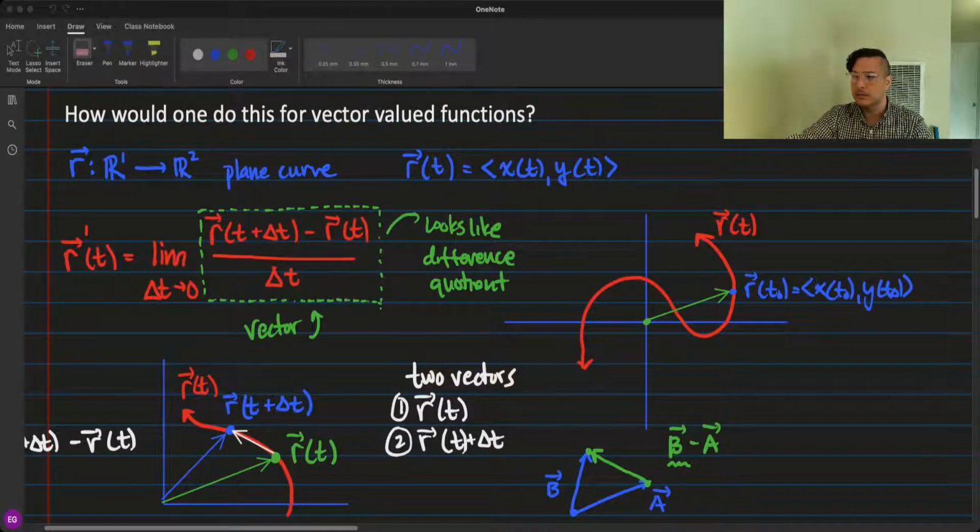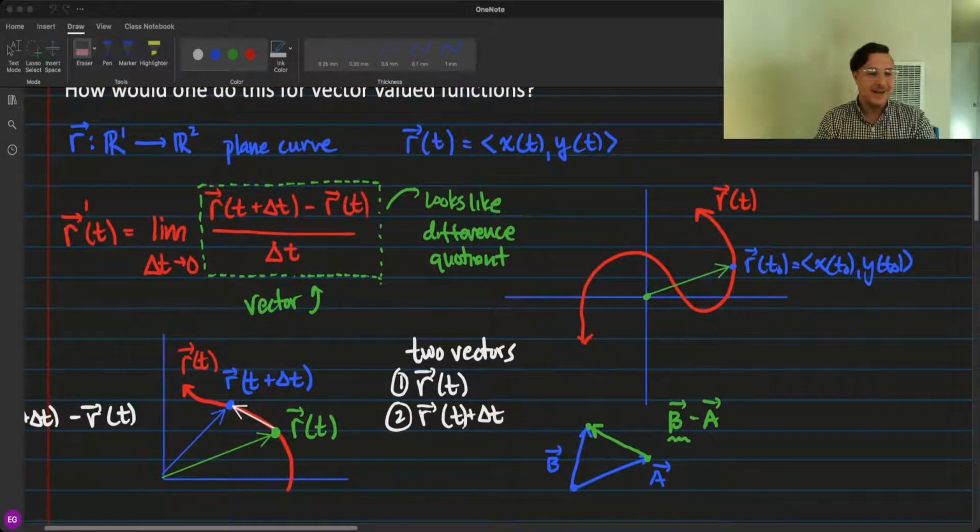So you calculate these two vectors. You have r of t plus delta t, and you have r of t. You can see in the drawing right here that I have my two vectors. I have my green vector and I have my blue vector. The green vector is r of t, your vector at some t value. Now r of t plus delta t, the blue vector, is some vector at some time t plus delta t later.